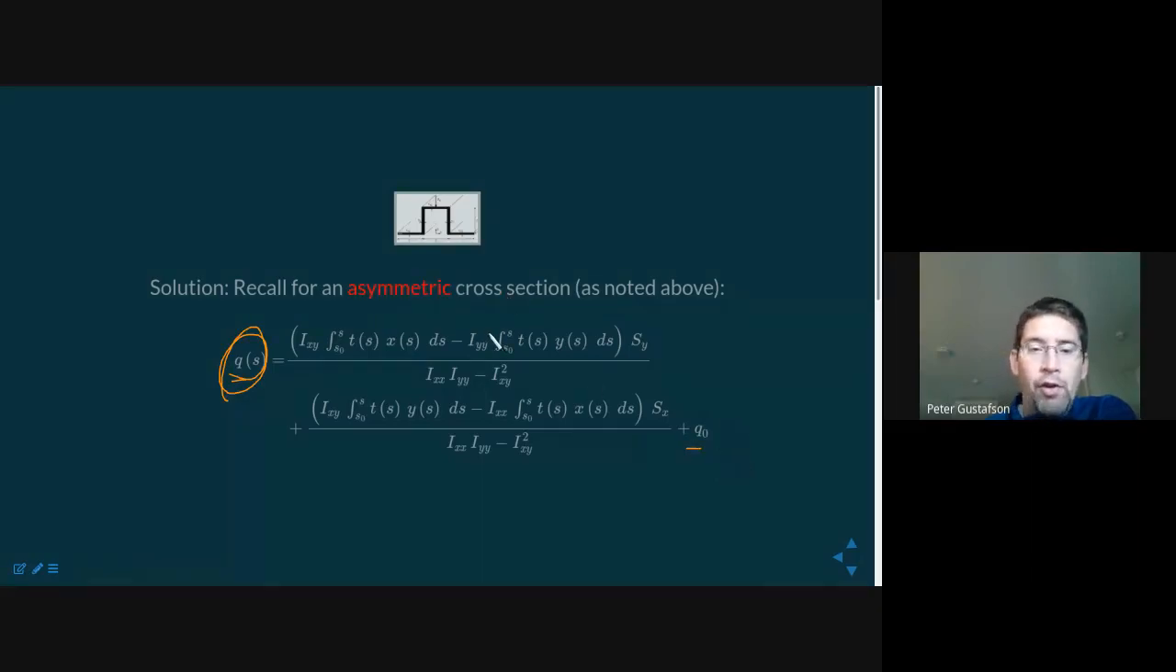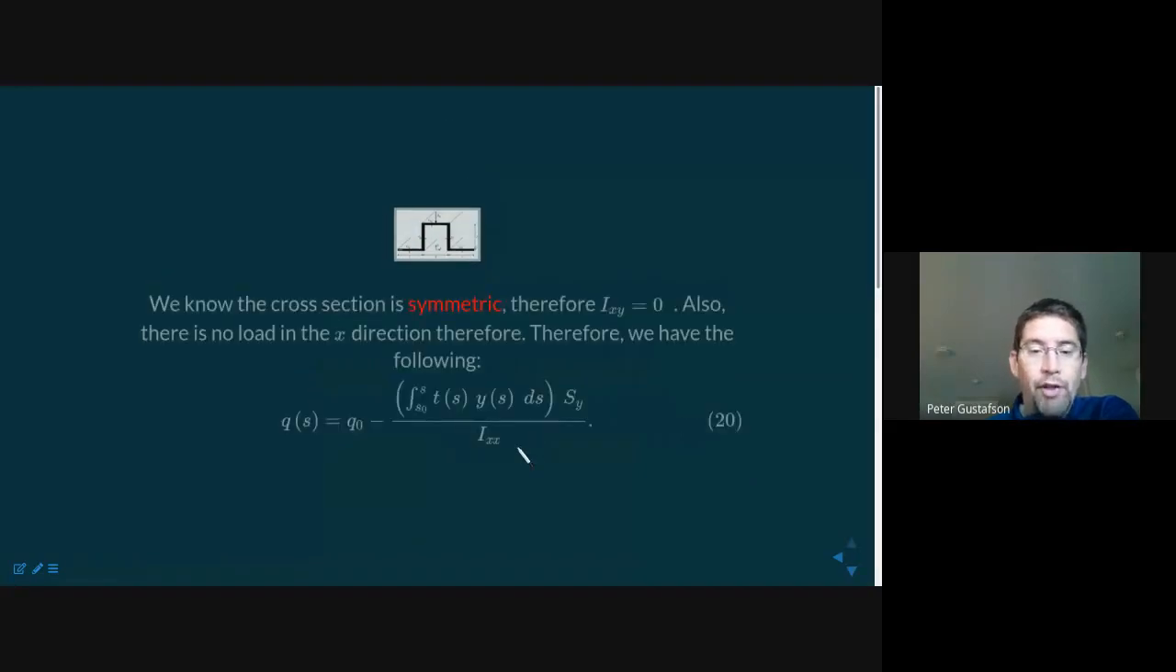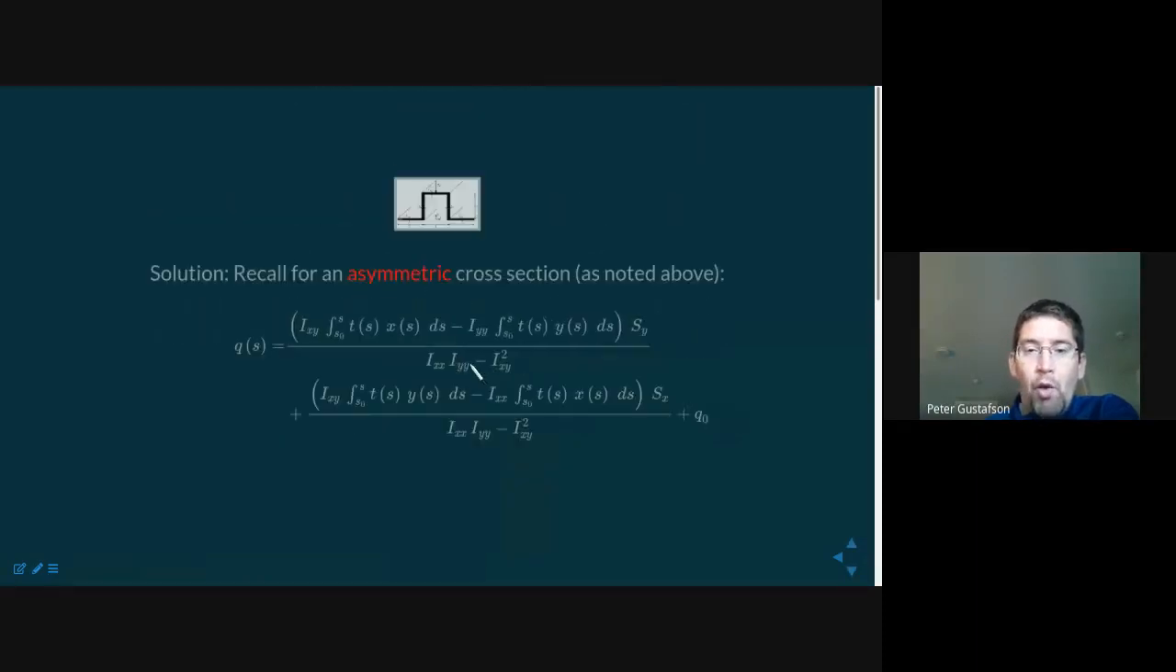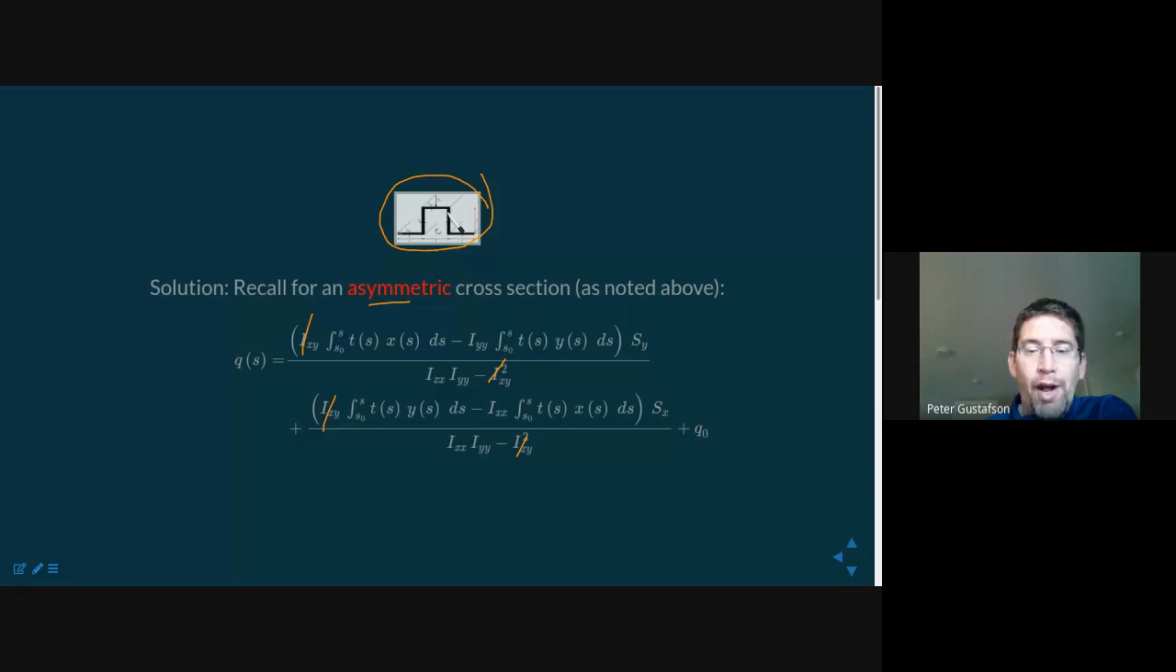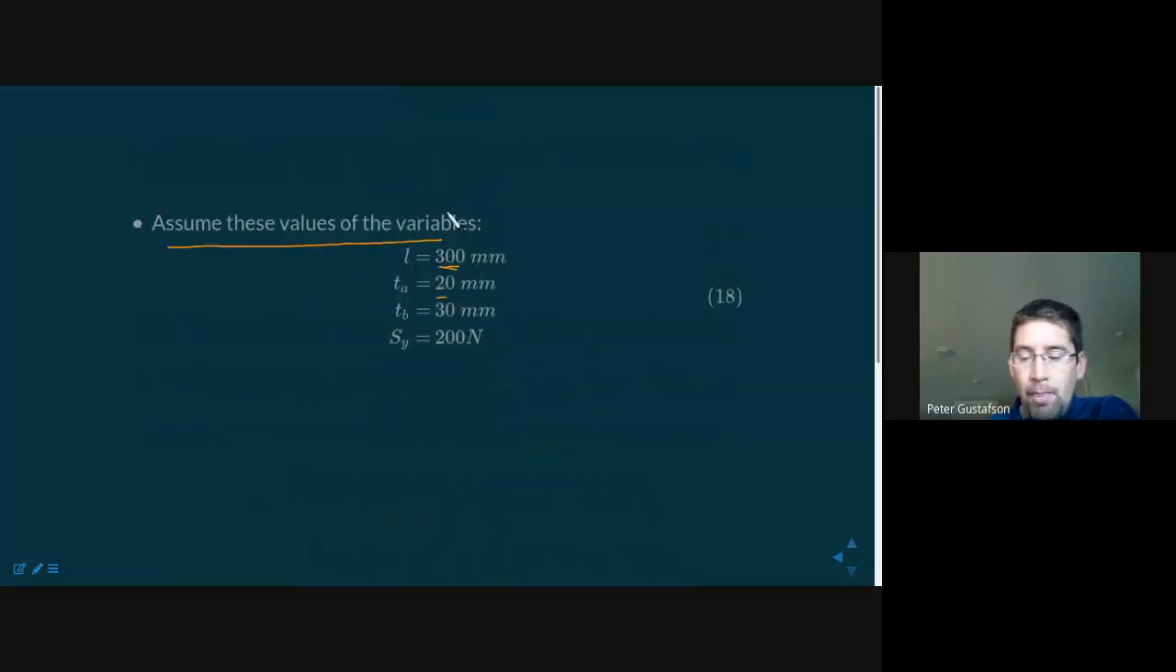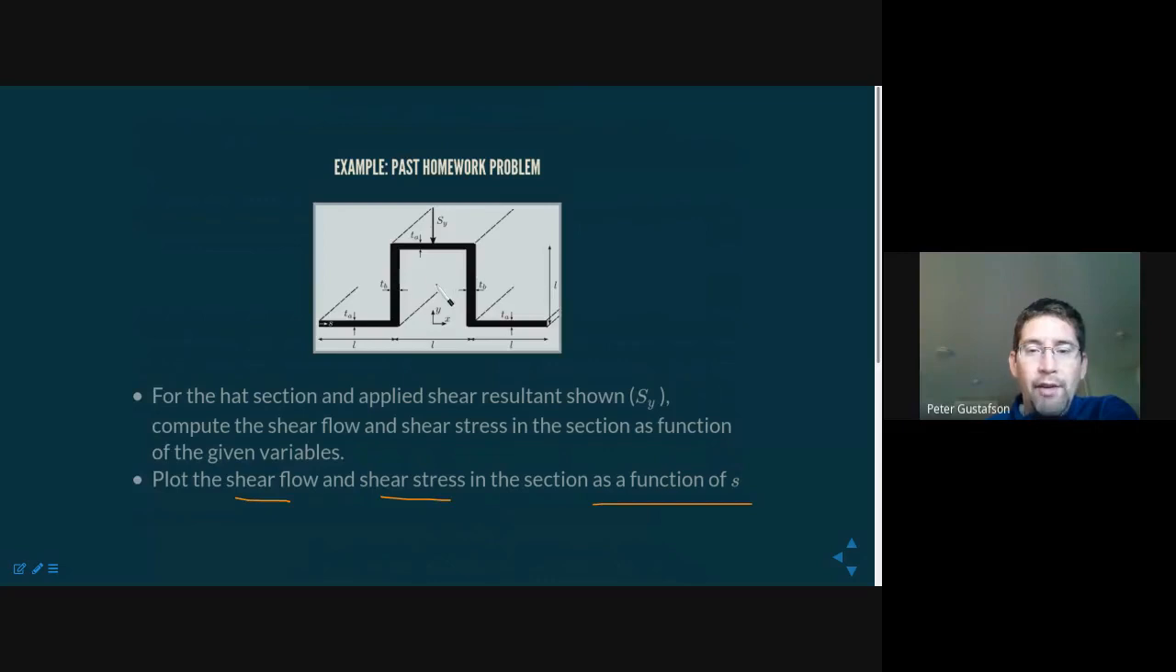This was the complete equation for an asymmetric cross-section. However, for a symmetric cross-section, which this is, by the way, symmetric about the y-axis, we're going to go through and cross out the xy components everywhere they exist. And lo and behold, we get this equation. The last thing I'll say is, going back one more, per the definition of the problem, I had no SX resultant. So there was no SX present. SX is equal to 0.